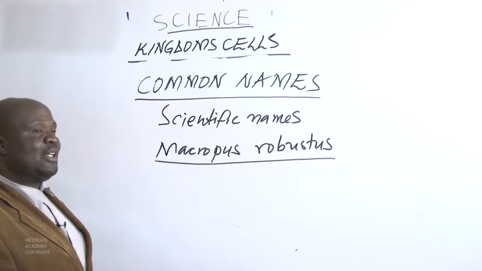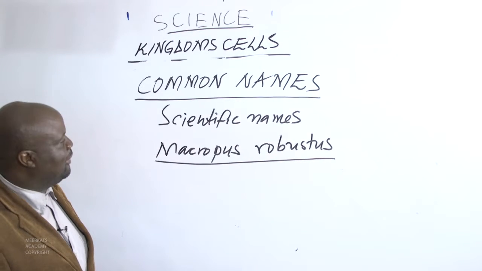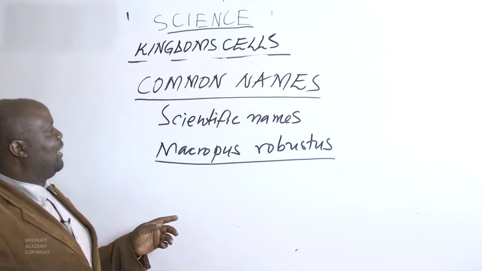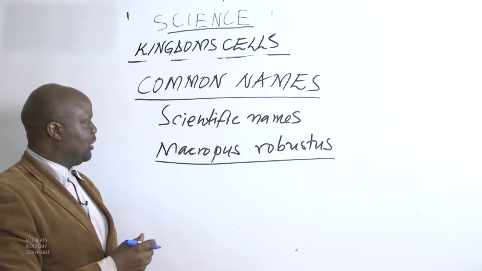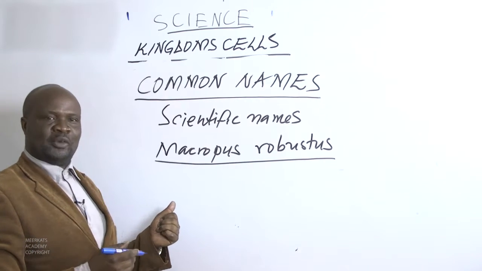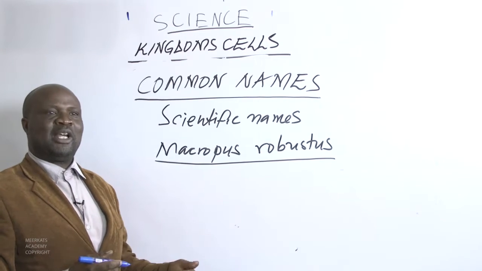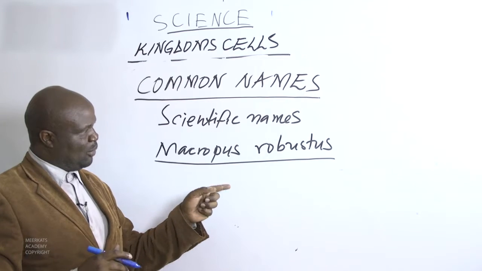There is a scientist who came up, we shall see him later on, called Linnaeus. This scientist came up with a scientific way of giving names to animals. He ensured that the first name had to start with a capital letter, but the second name had to take the lowercase. They had to start with a small letter.